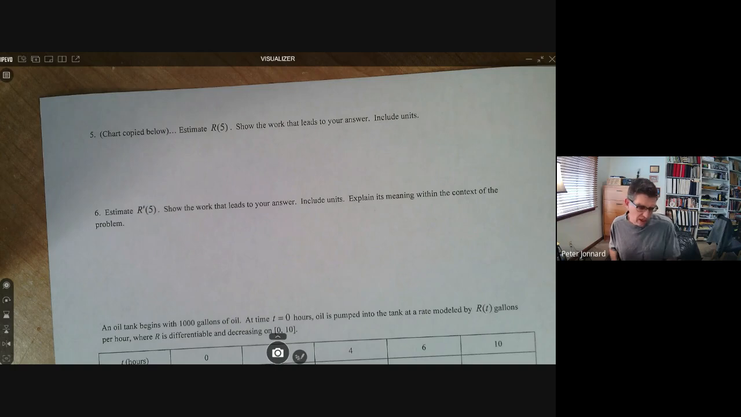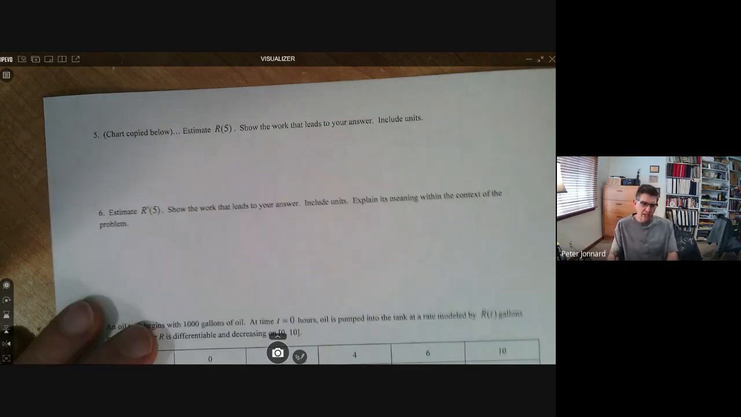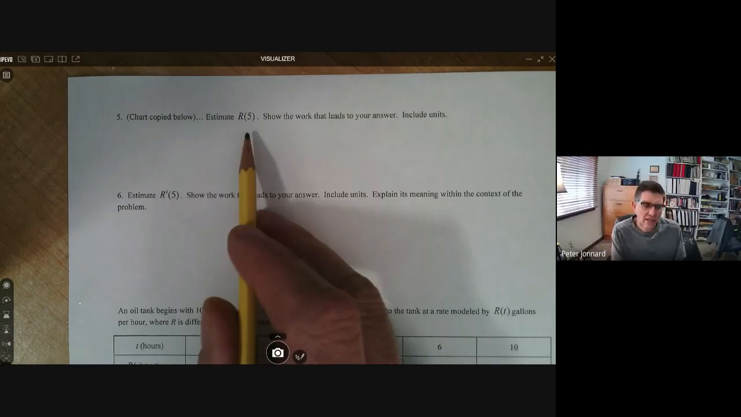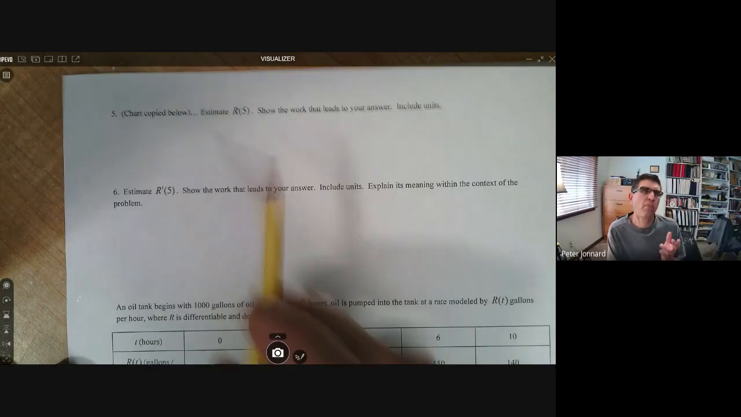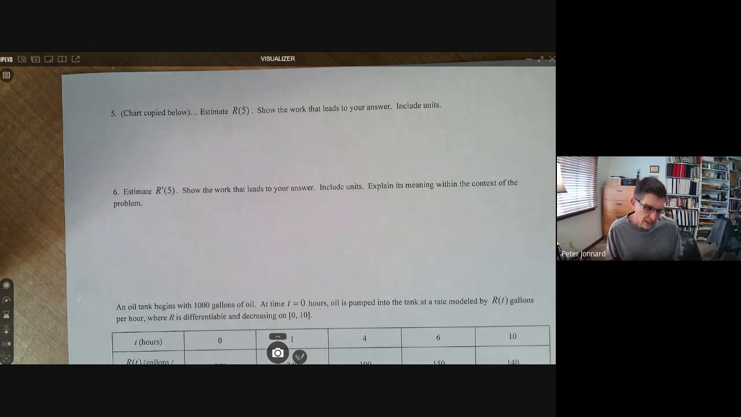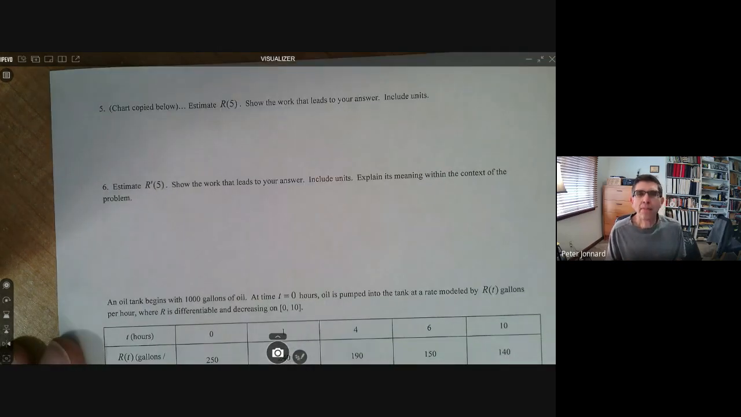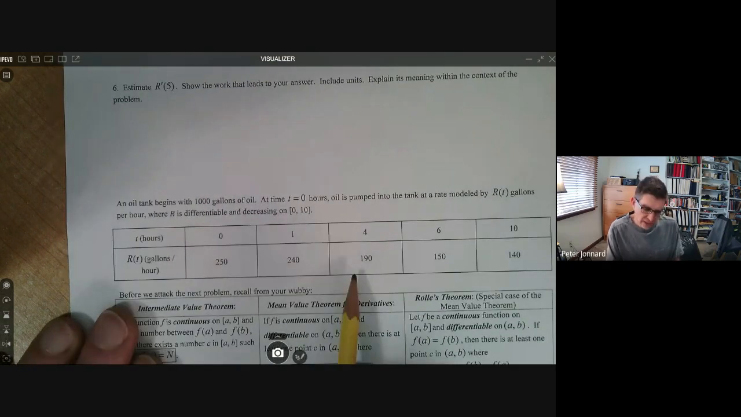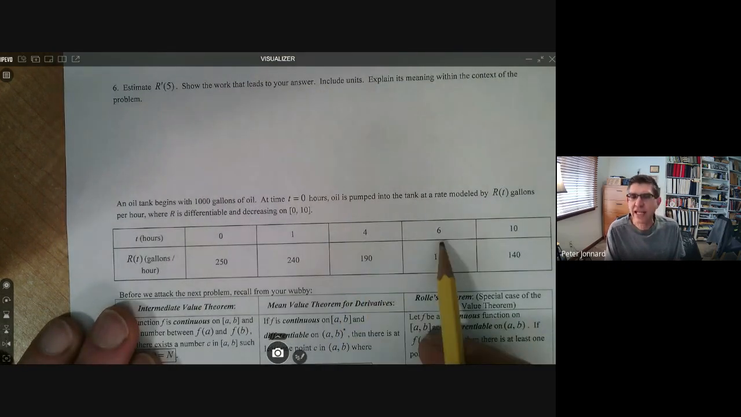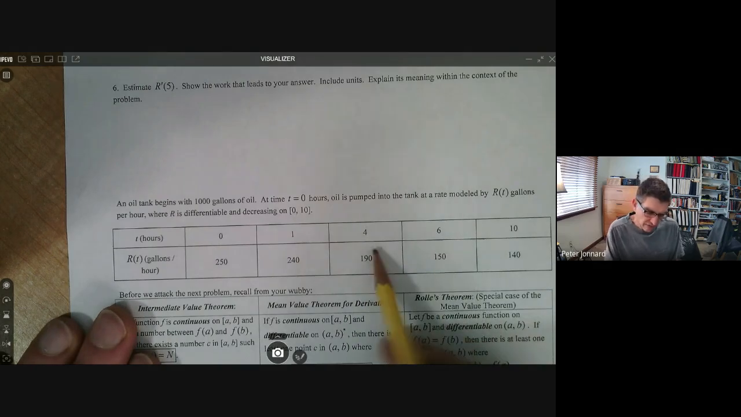So we were doing Riemann sums, and it's asking us some more questions about it. This is a very typical style question. This would be worth a point or two of raw score points on the test. So it says estimate R of 5, and if we look at this graph, we see that we have R of 4 and R of 6, but we do not have R of 5.